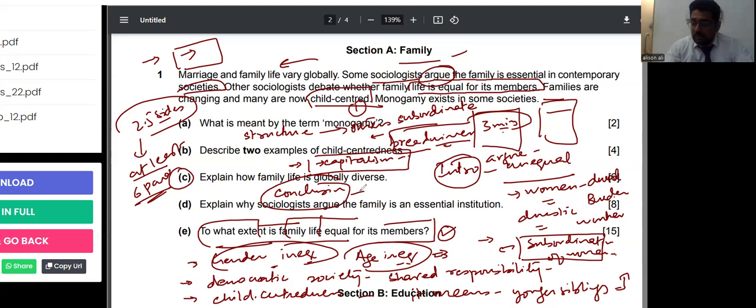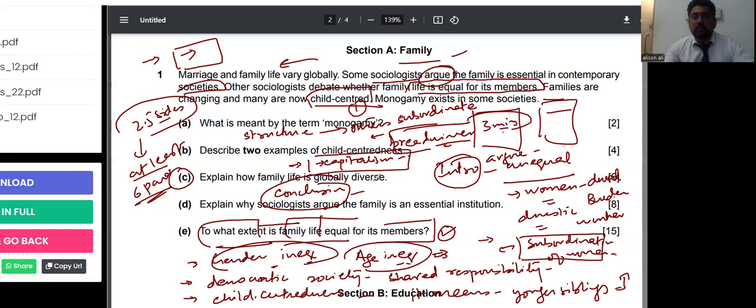So how can you write the conclusion? First of all, you would say in conclusion that family life is not equal for each of its members. However, significant progress has been made. The inequality is in terms of labor division, or domestic work division, it is in terms of age inequality, and it is in terms of capitalism, the one who is earning the most. However, the extent of this inequality varies depending on different cultures and classes.